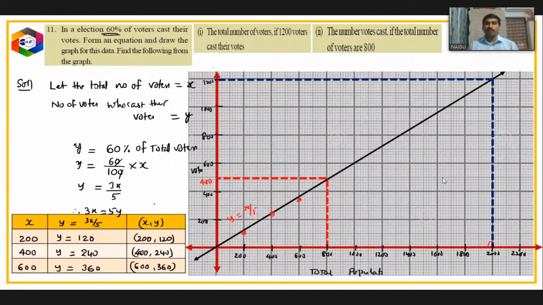From the graph it is very clear that if 1200 persons cast their vote, then the total population is 2000. Suppose 800 is the total voters, not population. Then, as per this data, only 480 have utilized their vote. Why? Because only 60% is utilized. That's why the value is 480. So without any calculation, simply by drawing the graph, we have calculated the unknown values.